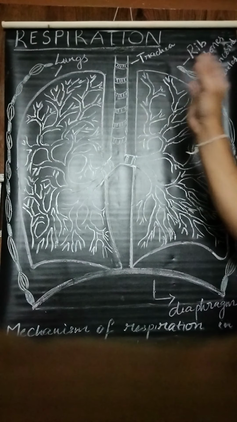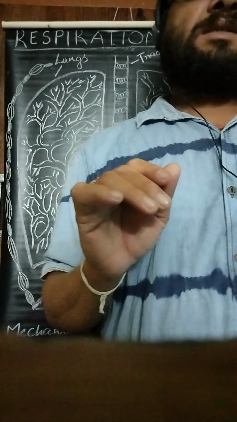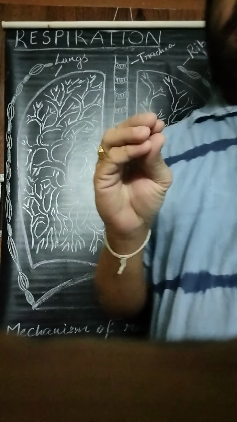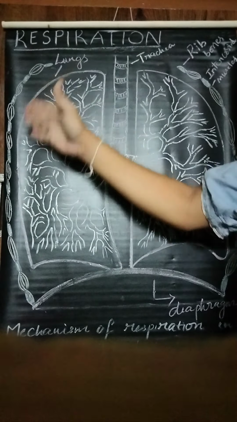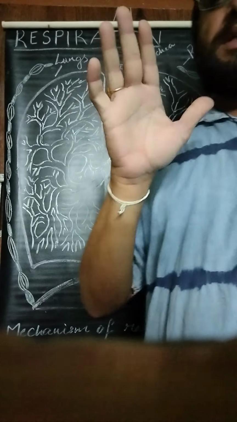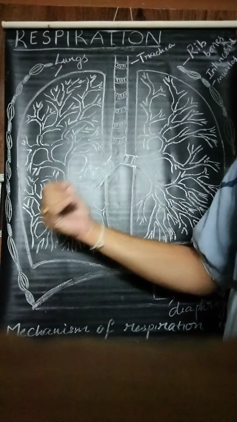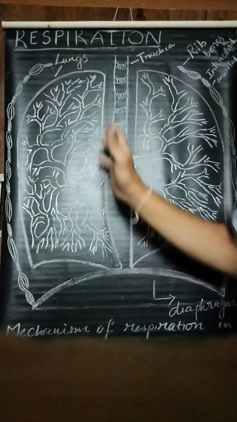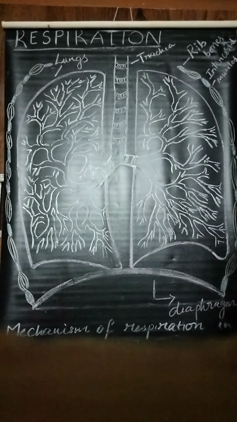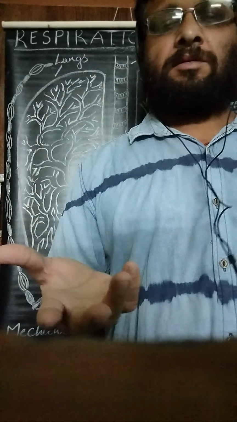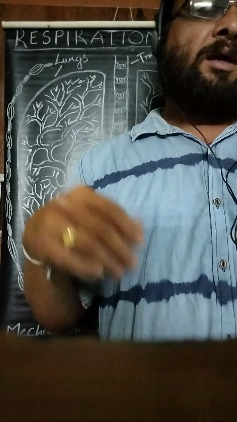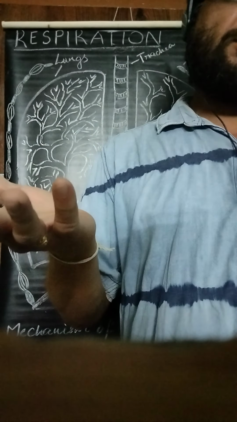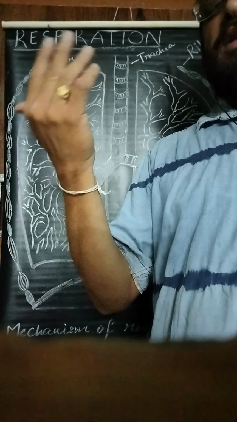Now, intercostal muscles are of two types: external intercostal muscles and internal intercostal muscles. And I want to explain another concept. In the lungs there is air. The air pressure present in the lungs is called intrapulmonary pressure. And what is inspiration? Taking in of air into the lungs is called inspiration. Giving out of air from the lungs is called expiration. So taking in is inspiration, giving out is expiration.